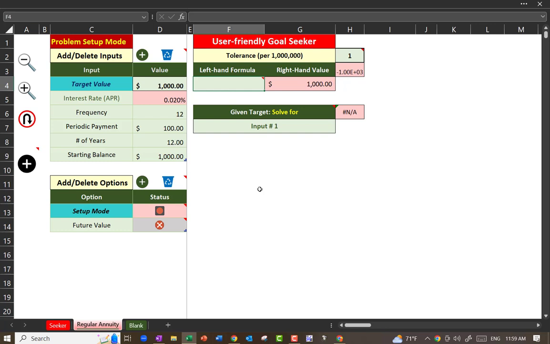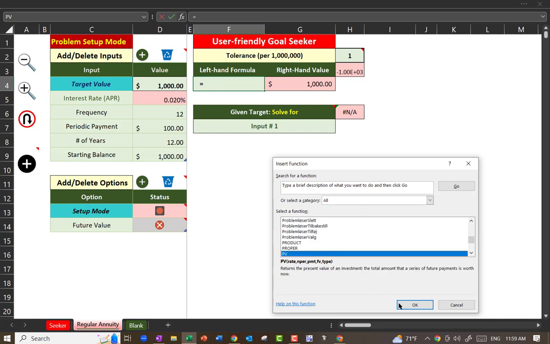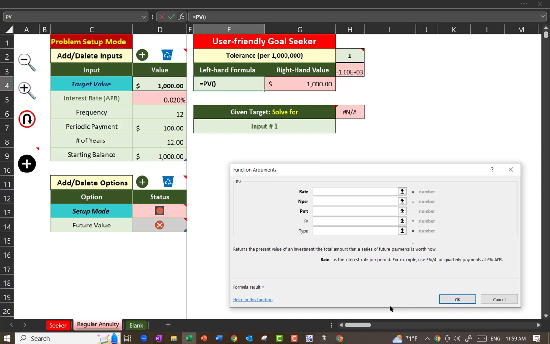The name of the function is PV. If you don't remember the syntax, you can always hit this FX button on the formula bar. If you haven't recently used it, type the name, find it. It actually tells you in what order you need to enter the arguments and what they mean. The first argument, the interest rate per period. So that's a period rate. Well, in our case, period rate is the APR divided by frequency. Okay.